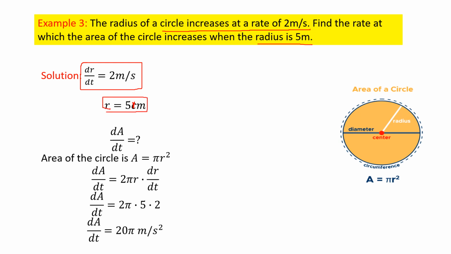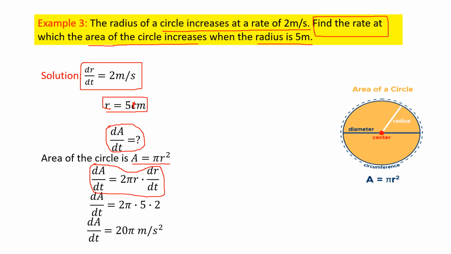Okay, what do I have to calculate? See the second sentence. Find the rate at which the area of the circle increases. That means we have to calculate dA by dt. So dA by dt means rate of change of area with respect to time. Once again we are using the area of the circle formula, which is given by A equal to pi r squared. Differentiate both sides with respect to t, which will give you dA by dt equal to 2 times pi r into dr by dt, by using chain rule.